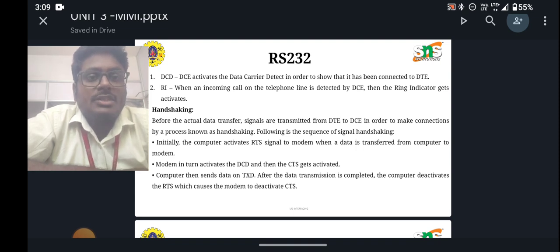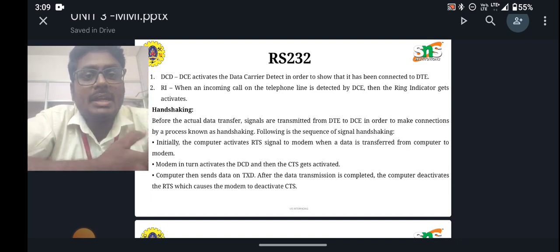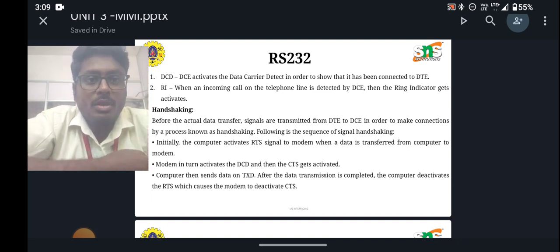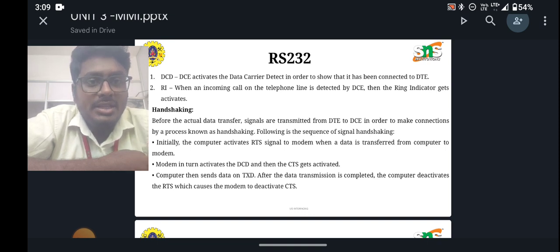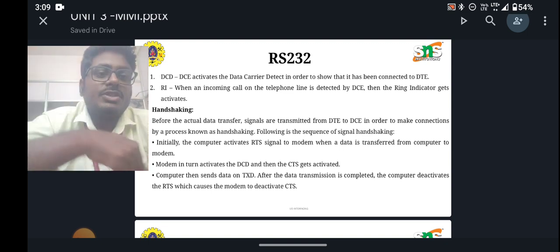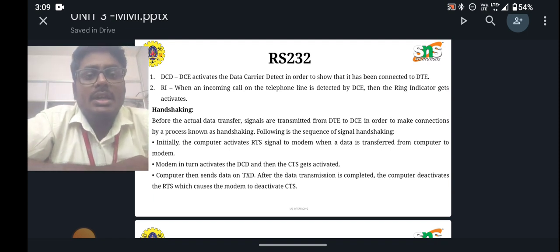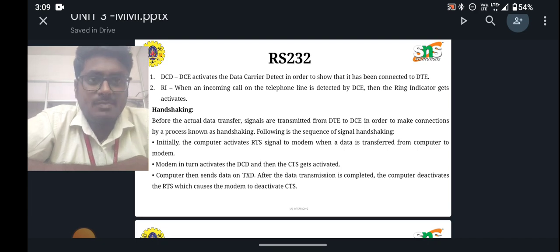Before the actual data transfer, signals are transmitted from DTE to DCE in order to make a connection by a process known as handshaking. Following is a sequence of signal handshaking. Initially, the computer activates the RTS signal to the modem when data is transferred from computer to modem. The modem in turn activates the DCD and then the CTS gets activated. The computer then sends the data on TXD. After data transmission is completed, the computer deactivates the RTS, which causes the modem to deactivate the CTS.